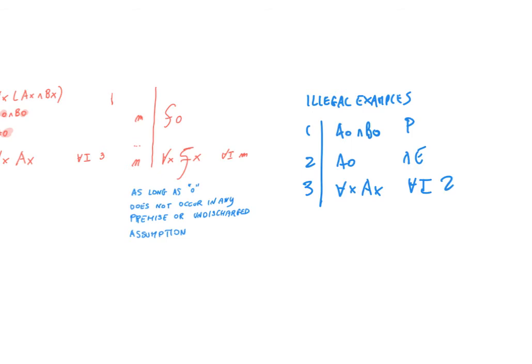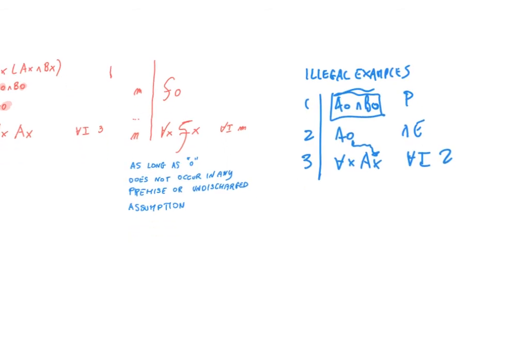The error was that I tried to use a name in my universal introduction that appeared in a premise. Intuitively, what's happening here is the mistake was I assumed something specific about this object.